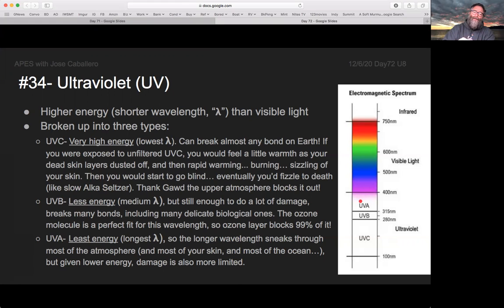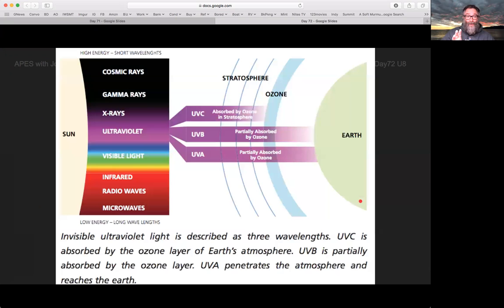And if you waited long enough, you'd fizzle. It would take a while, but it's like slow-motion Alka-Seltzer. UVC is very dangerous. It breaks pretty much all bonds. So thank God the upper atmosphere blocks it all. There's so much energy that as soon as a single molecule of anything meets UVC in the atmosphere, UVC breaks it up. So I'm going to skip slides real quick. You can see that UVC is blocked in the atmosphere.